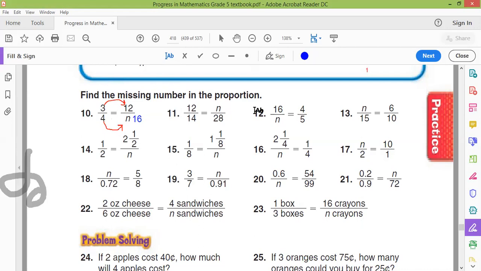Next one. Who will tell me? Amar. Question number 11. 12 over 14. 14 is changing into 28, times what? Times 2. And 12 times 2? 24. Answer number 12. Question number 12. Yasin, you answer me. 16 is changing into 4. Is it multiply or division?